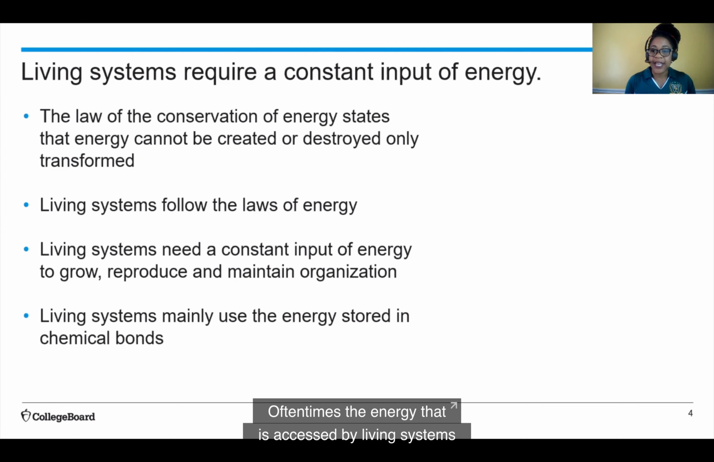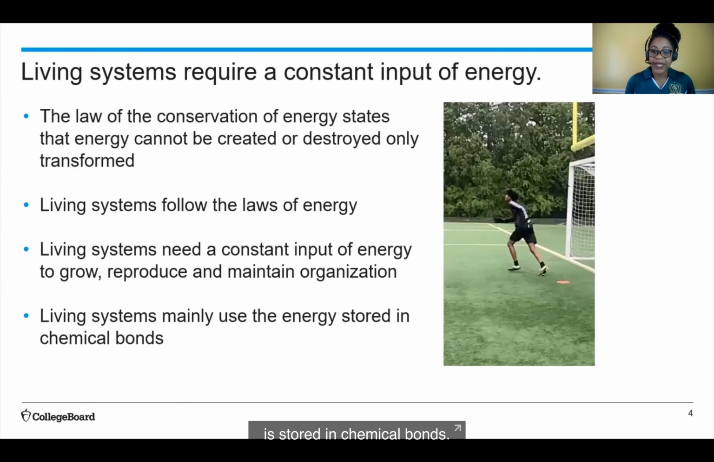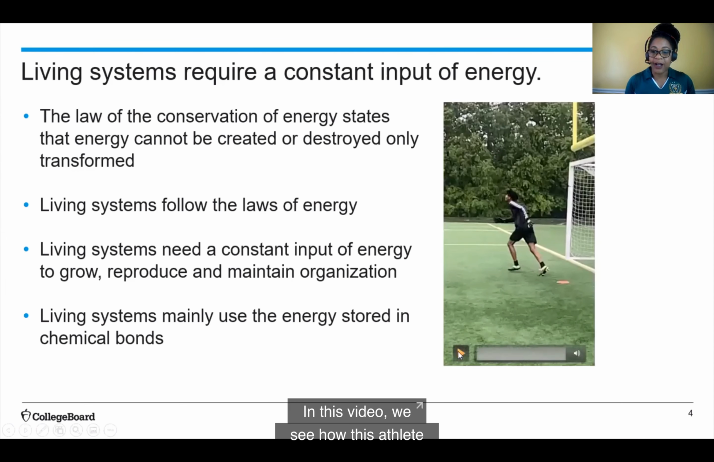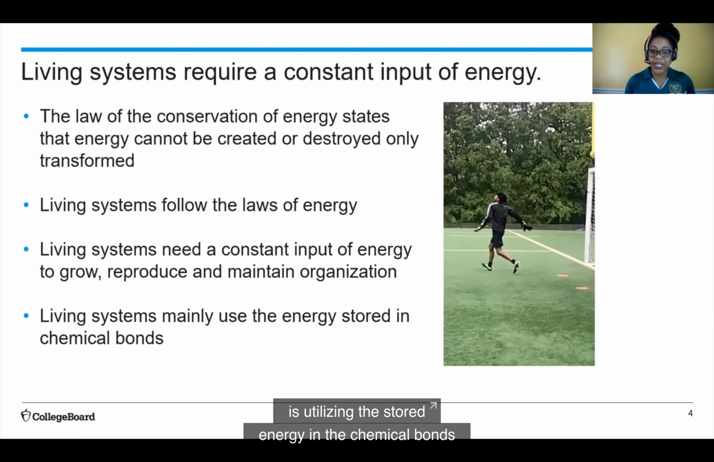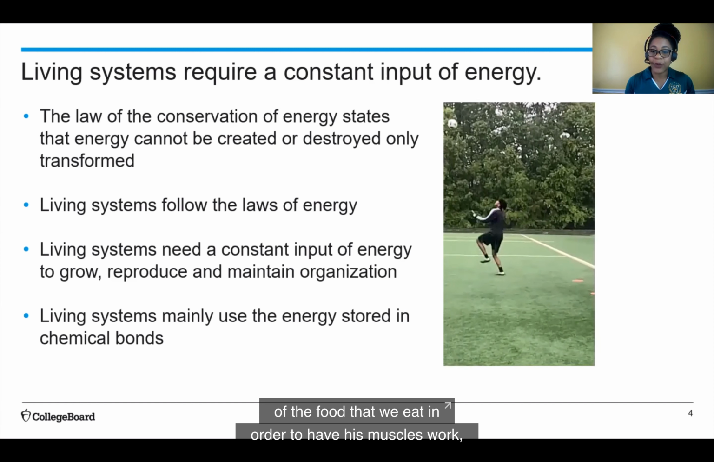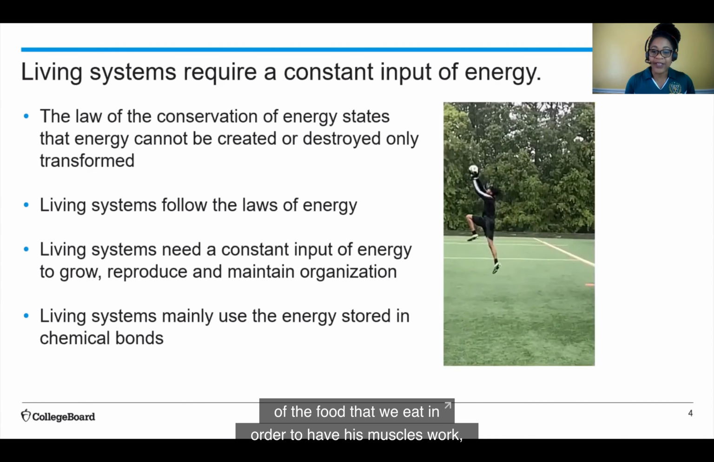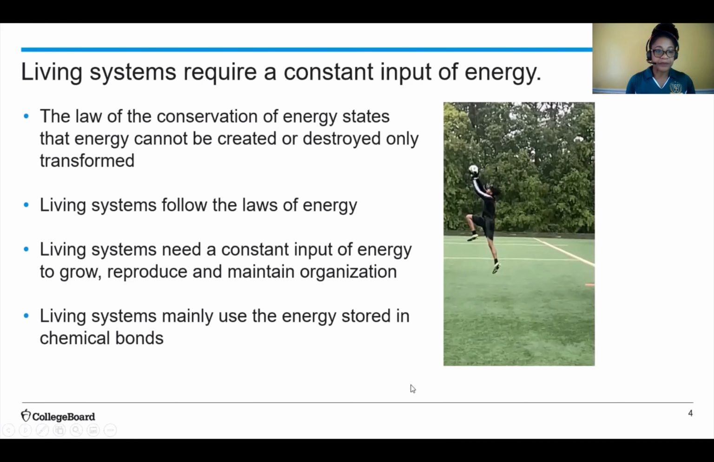Oftentimes, the energy that is accessed by living systems is stored in chemical bonds. In this video, we see how this athlete is utilizing the stored energy in the chemical bonds of the food that we eat in order to have his muscles work, play, and do the necessary activities to sustain living cells.